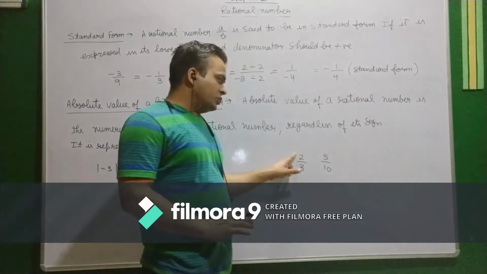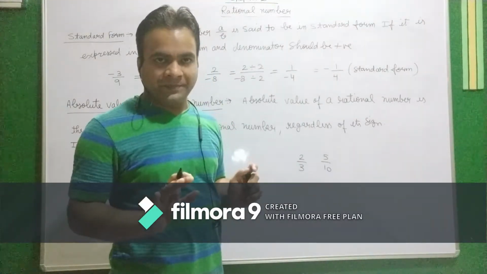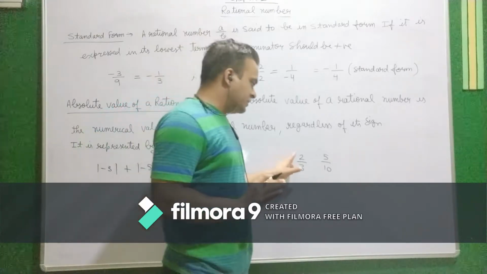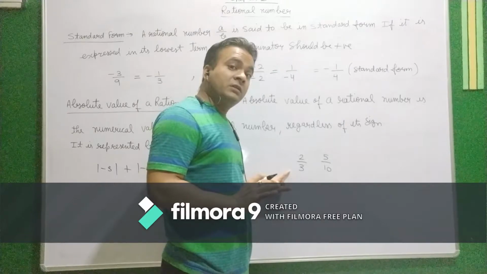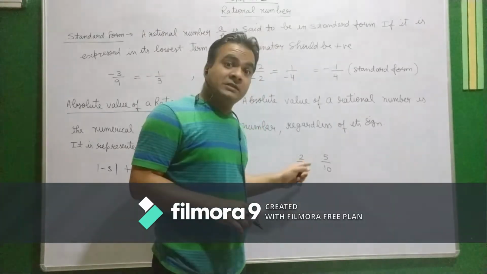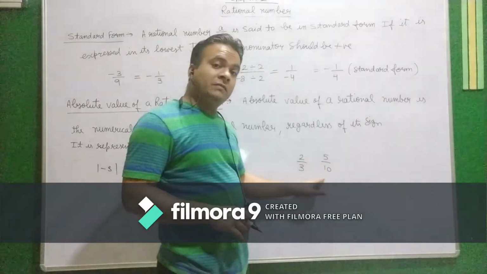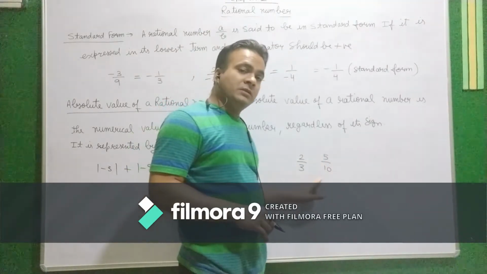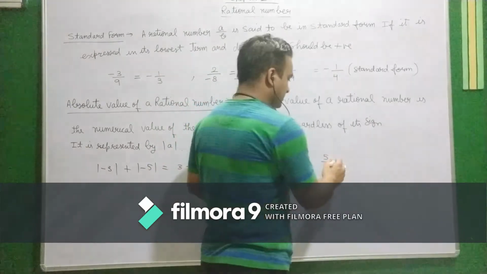You can see that 2 and 3 are co-prime. There is nothing common, no HCF except 1. It means this is actually the lowest form. It means it is a rational number, and we can say that it is a standard form of a rational number. But in the same way, if you see 5 and 10, 5 and 10 are having a common factor.